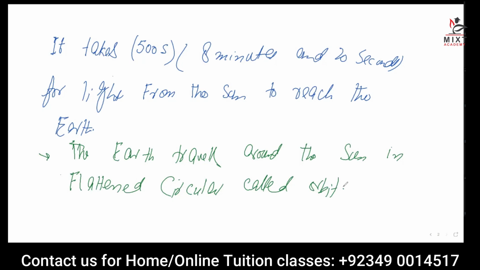Actually, please keep in mind, students, Earth takes 365.25 days to complete one revolution around the sun. Students, have you noted down this information? Can we move forward? Sir, what's a flattened circular? Actually, it looks almost circular, but on the edges, on the horizontal axis, it is a little bit flat, not exactly circular.